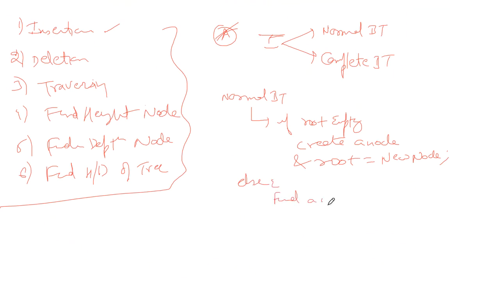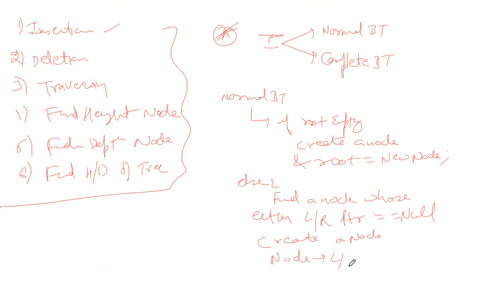If that has not been the case, else find a node whose either left or right pointer is equal to null. Create a node, left or right equal to it. Is it clear, this thing what I have written?